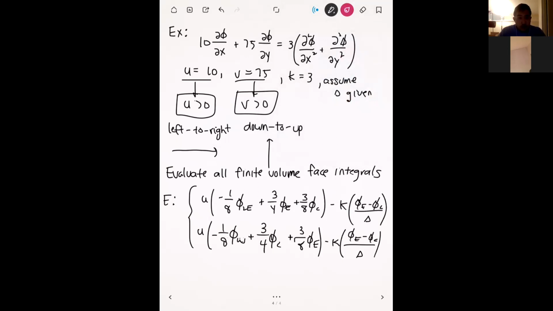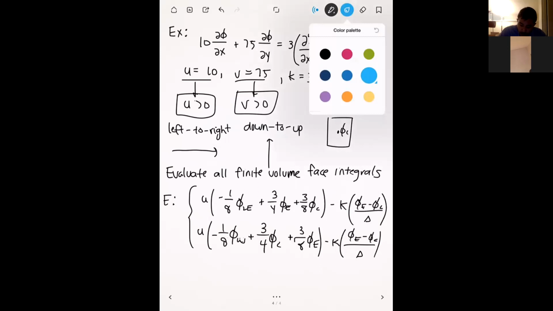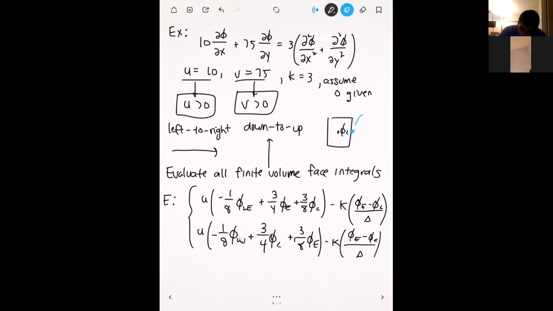Right. So we know the velocity is coming from left to right. And so we want to choose a QUICK scheme that places more emphasis on the left side of the cell as opposed to the right. Let me draw the cell here just so you can see. For the east face integral, we're evaluating this phi value right here. Since the velocity is coming from left to right, we want to pick the QUICK scheme that places more emphasis on that side. So for this case, it's going to be this one.